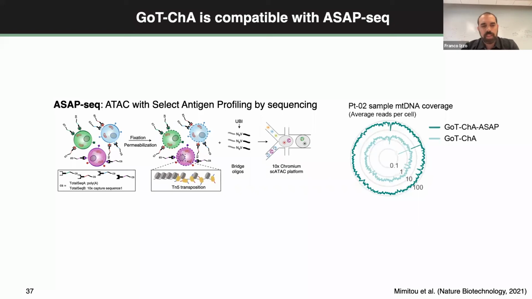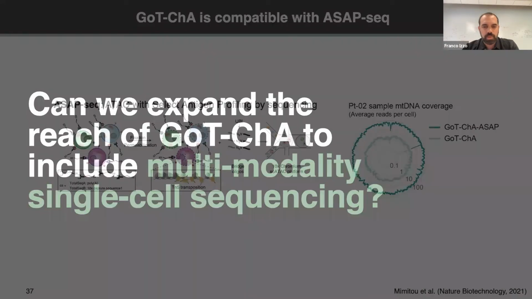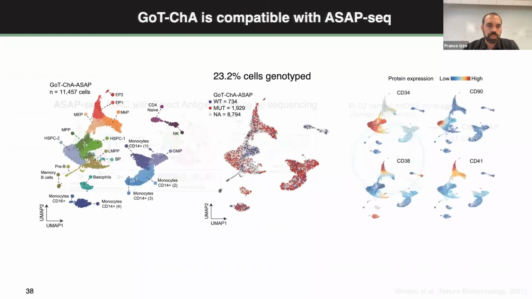And this is a high throughput multi-omic method that allows, through fixation of whole cells prior to the 10x single-cell ATAC, to measure jointly chromatin accessibility and protein expression, and it has the additional advantage that it increases the capture of the mitochondrial genome. So we applied GoTChA ASAP to one sample, or two samples actually, but I'm showing only one sample for illustrative purposes.